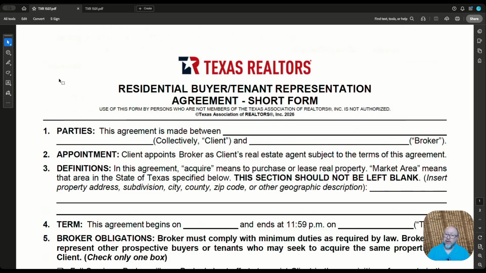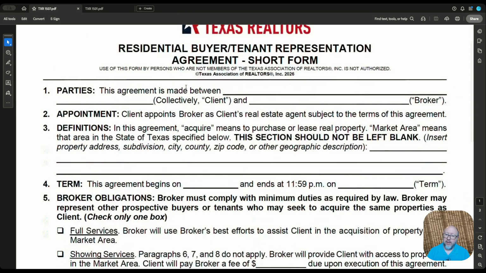Now, of course, if you're a sales agent, it is up to your broker, well, A, what form they use, and B, if they're using TXR forms, if they want to use the short form or long form. But let's look over the short form real quick. This says, we just list out the clients there, and we list who the broker is. Remember, listing and buyer-tenant rep agreements are always taken in the name of the broker. It says client appoints broker as client's real estate agent, subject to the terms of this agreement.